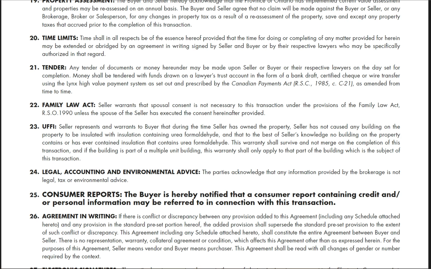So tendering, or basically offering payment and documents, must be done correctly on closing day, and payments must be made through secure and legal methods, which is a bank draft, certified check, or wire transfer. If one party properly tenders and the other refuses, the refusing party may be liable for breach of contract. Lawyers can handle the tendering process to ensure compliance and legal requirements.